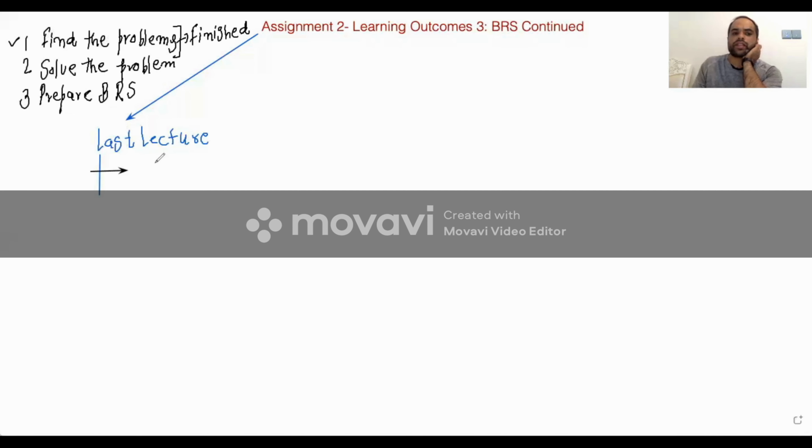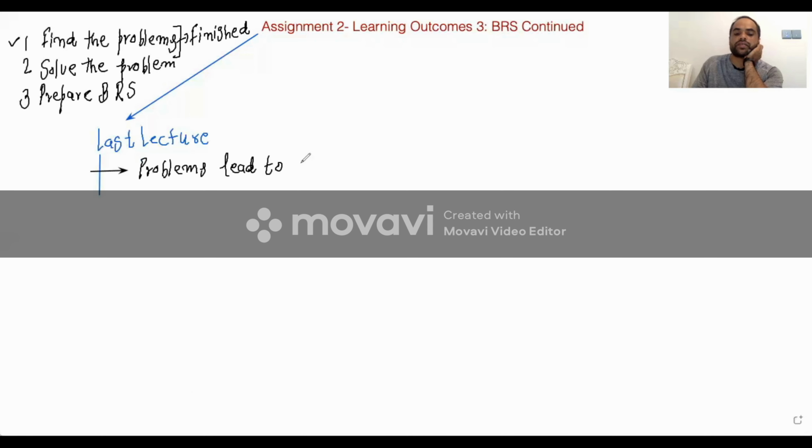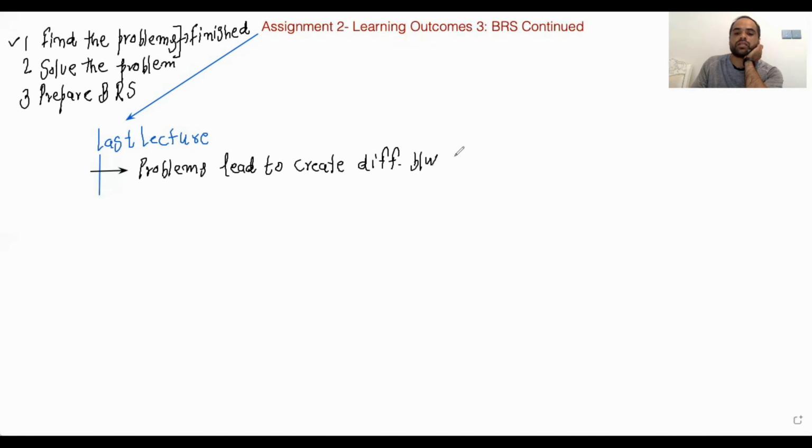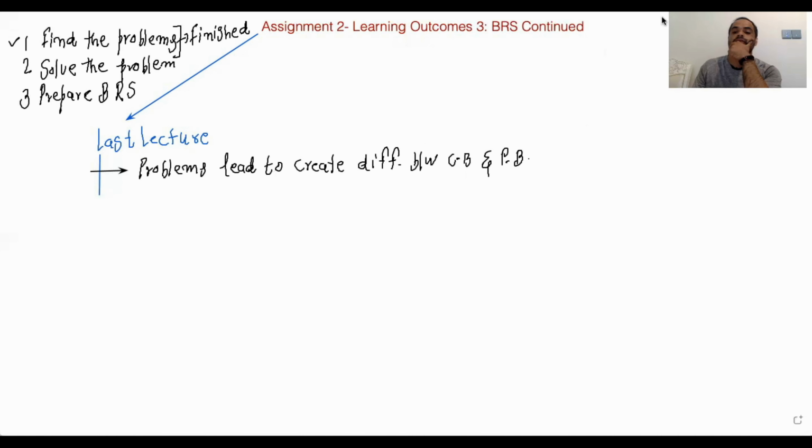Yes, okay. So last lecture was problems. Problems that lead to create difference between cash book and passbook. Cash book is prepared by the company, and the passbook is prepared by the bank. That was the previous lecture.